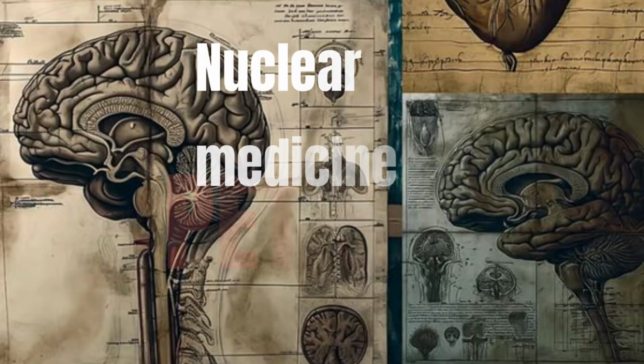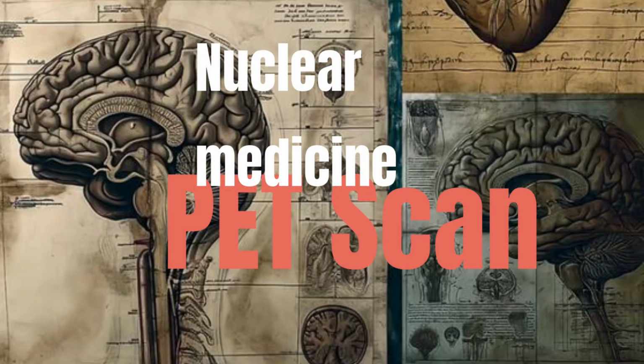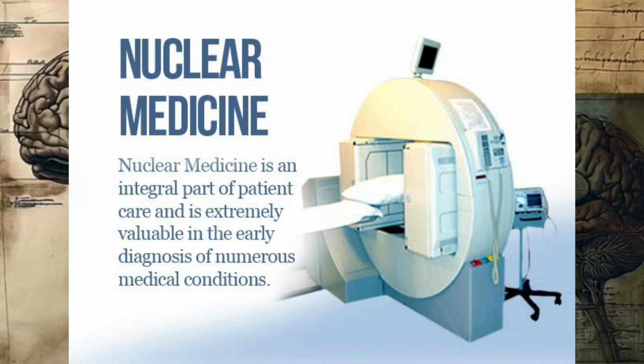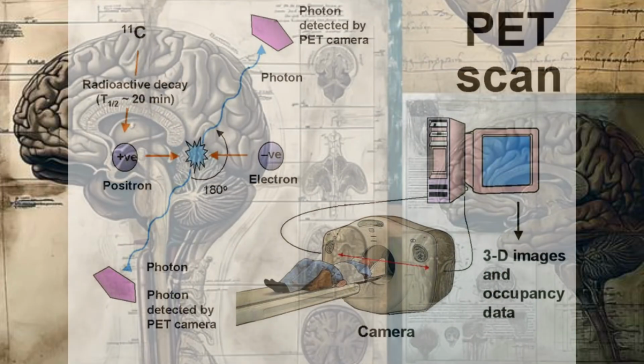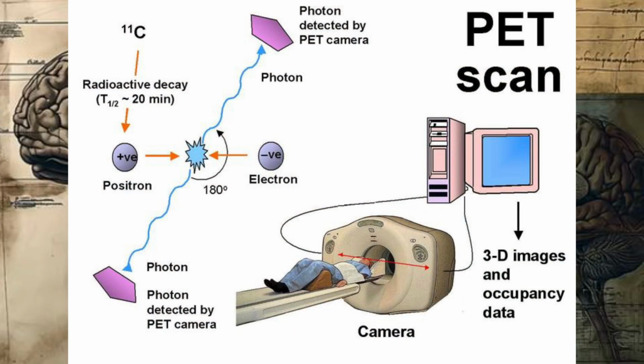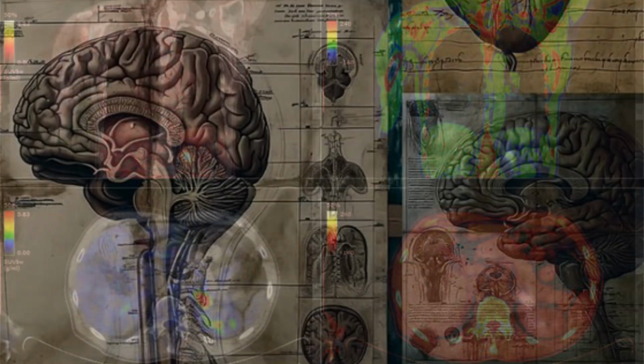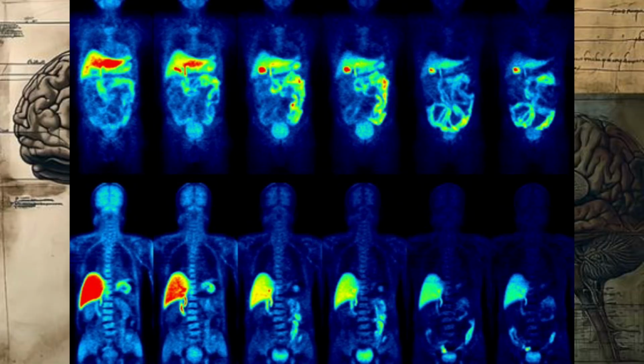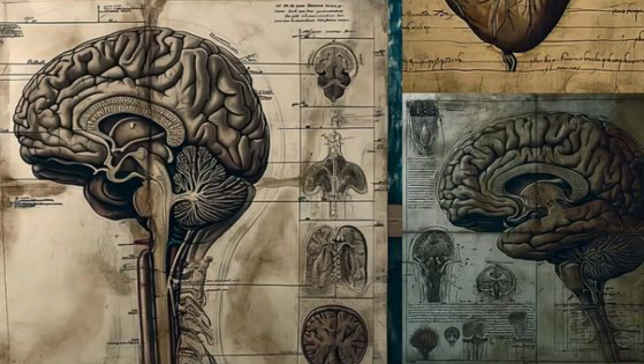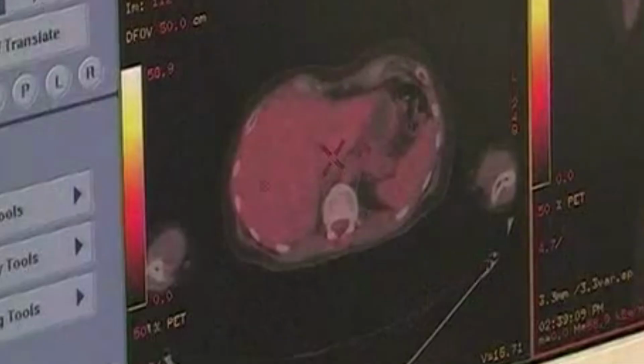Next is nuclear medicine and PET scans. These use small amounts of radioactive tracers to show how organs are functioning, not just how they look. It is very useful in cancer detection, cancer staging, thyroid problems, heart function, and checking how well organs are working. For example, PET scans help identify if cancer has spread to other parts of the body.